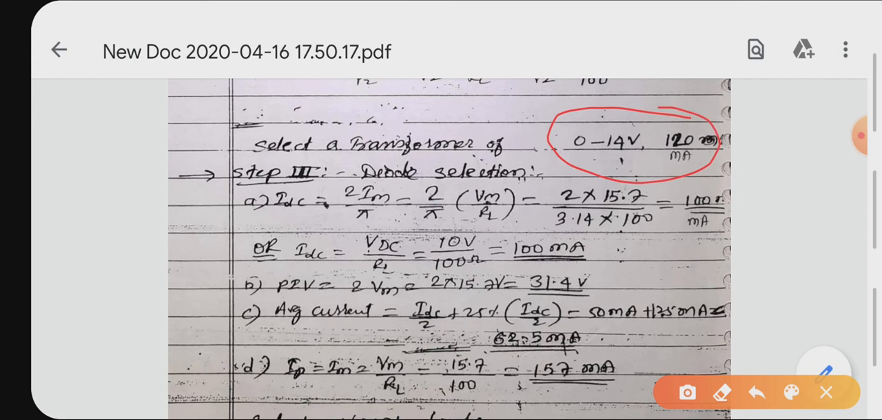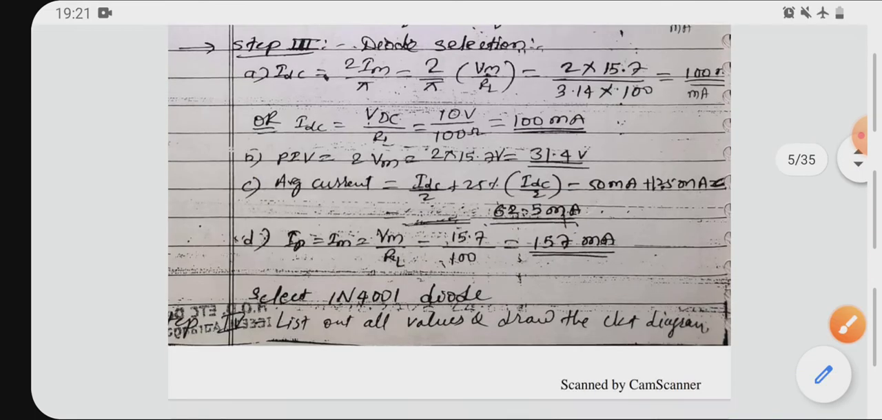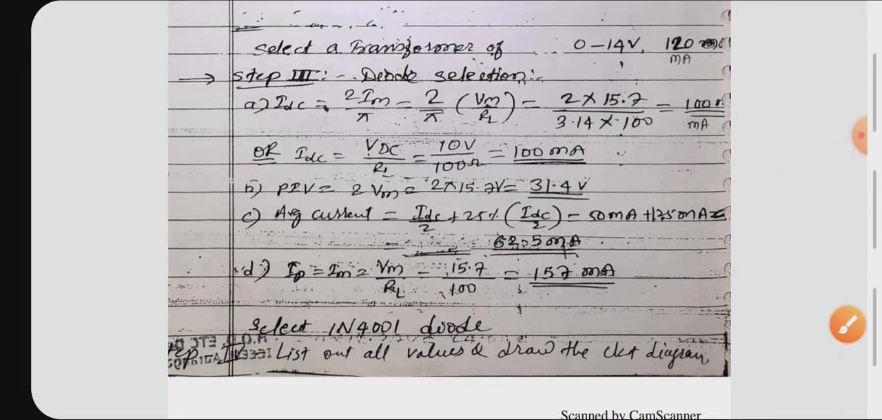Second step is diode selection. So calculate four values: IDC, PIV, I average and IP. From this you will get the idea about the PIV rating of the diode and the current rating of the diode. So if you are getting the current rating below 1 ampere, you have to go for the 1N400 series, right? So let us see what the PIV is. It is equal to 31.4. So go for the 1N4001 diode.